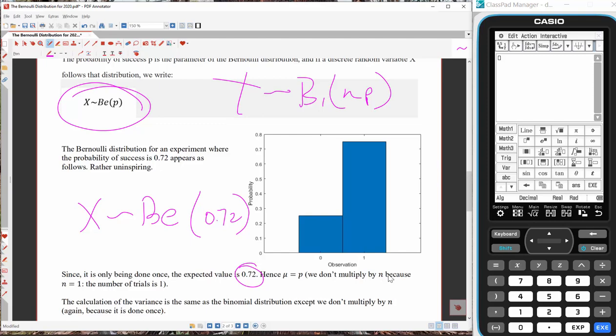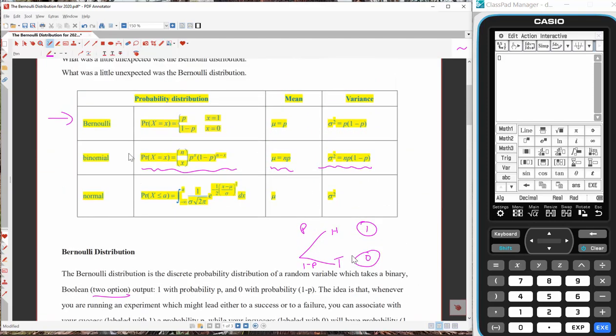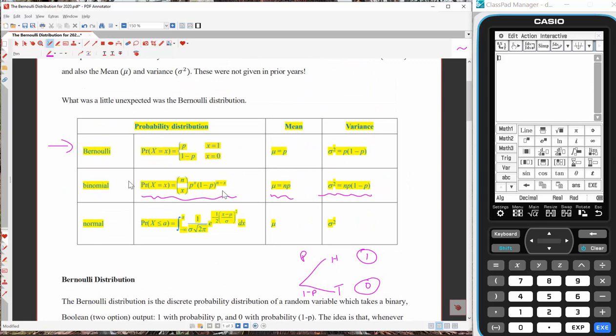Note that we don't multiply by n, so note the difference between the Bernoulli trial and the binomial is that we don't multiply by n. We just say that the expected value is the probability of success. And what I'm expecting is it's the same thing with the variance. So we simply multiply P by 1 take P, and we don't need to multiply by the number of trials.